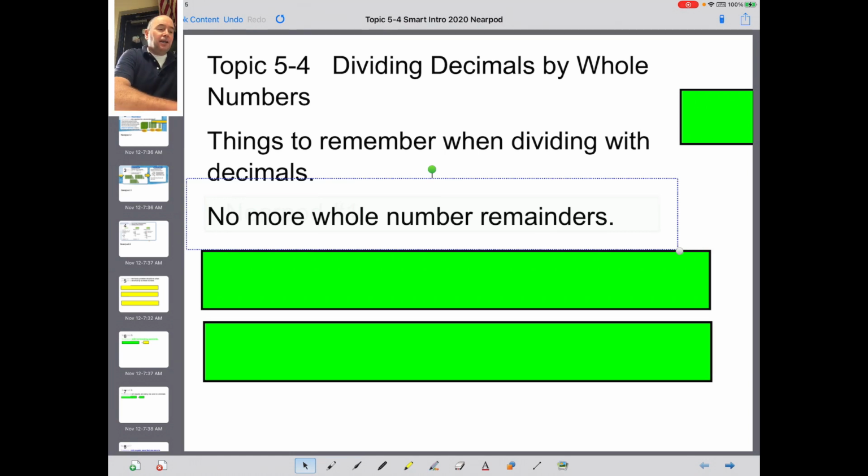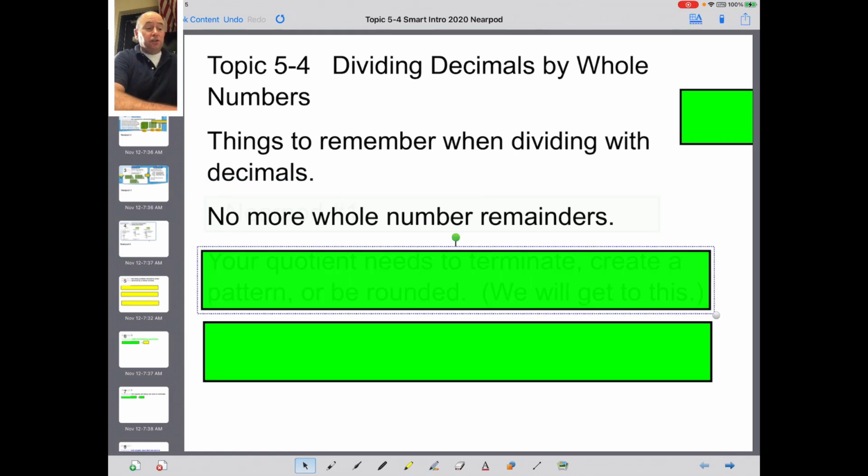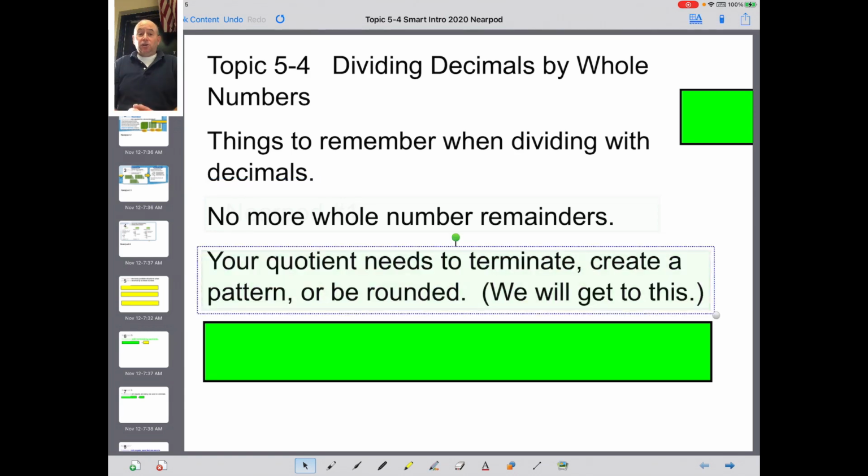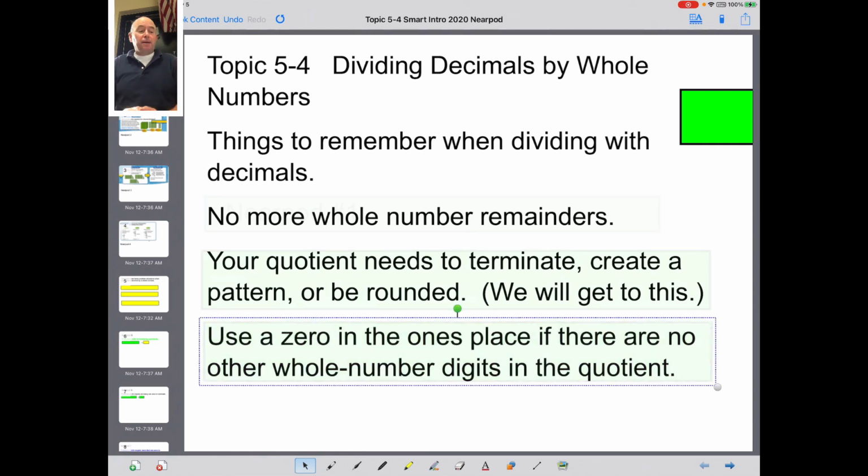The other thing that we want to remember when we're working with decimals and division is this. Your quotient needs to terminate, or it needs to create a pattern, or be rounded. And we're going to get to this. The third thing to remember is that we will use 0 in the ones place if there are no other whole number digits in the quotient. So what does that mean?